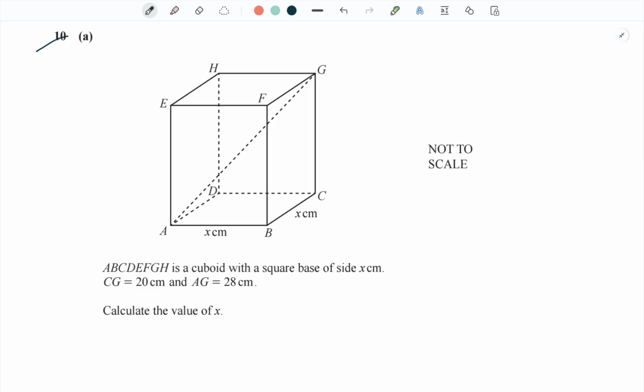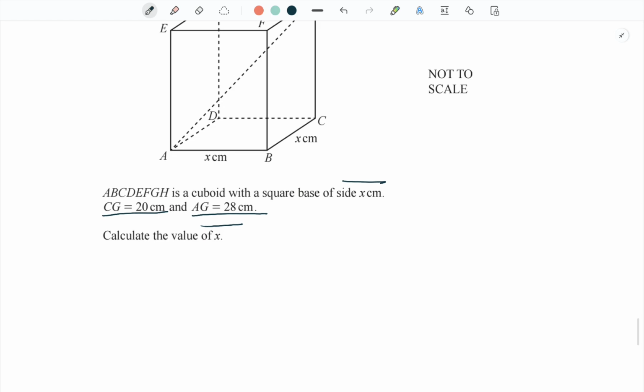So in that question, we have one cuboid with a square base of side x centimeters. We have the length of CG is 20 and AG is 28, and we will calculate the value of x. Okay, so first we use the Pythagoras theorem.